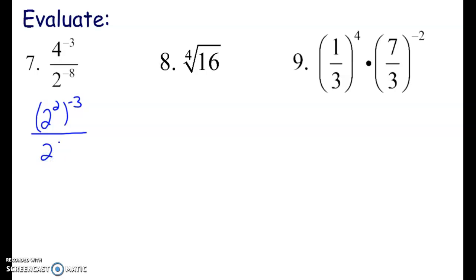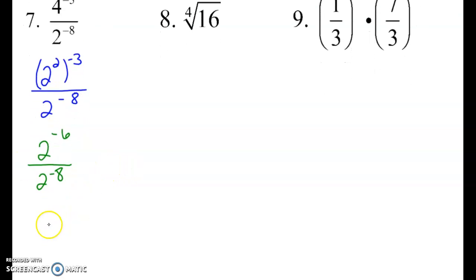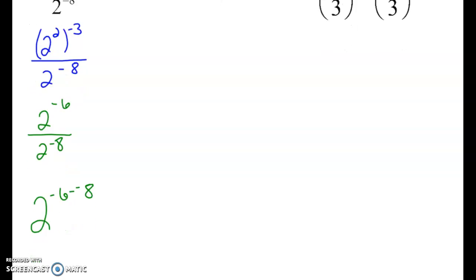Okay, because we may not be able to use a calculator for these types, I want you to understand how to do it. So power to a power, we've got 2 to the negative 6th over 2 to the negative 8th. Now you can subtract those exponents. So it's going to be 2 to the negative 6th minus a negative 8. Okay, what will that end up being? Plus 2 to the 2nd, which is just 4.